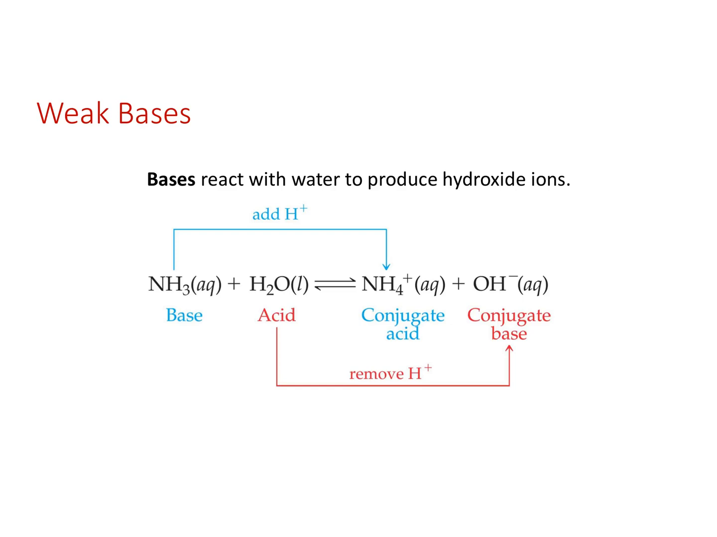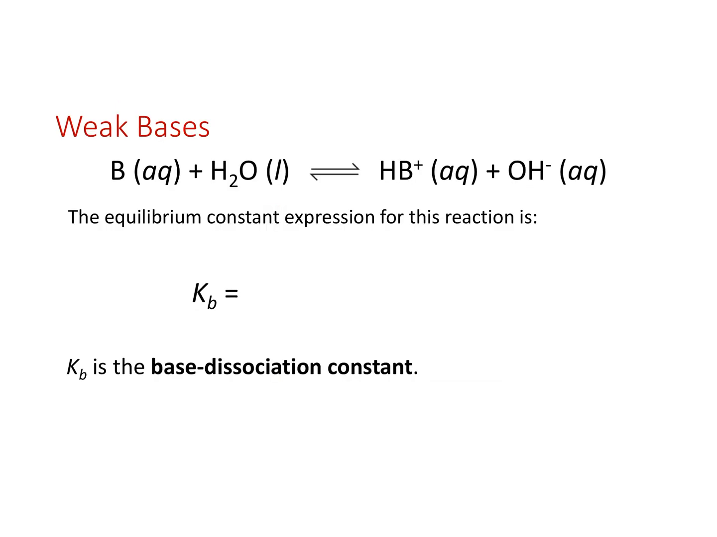We can write the same equilibrium expressions for bases reacting in water that we can write for acids reacting in water. So for a generic base B reacting with water to form its conjugate acid and the conjugate base hydroxide, here's our generic base. In this reaction, water is the acid. I'm going to form the conjugate acid, HB, and the conjugate base hydroxide.